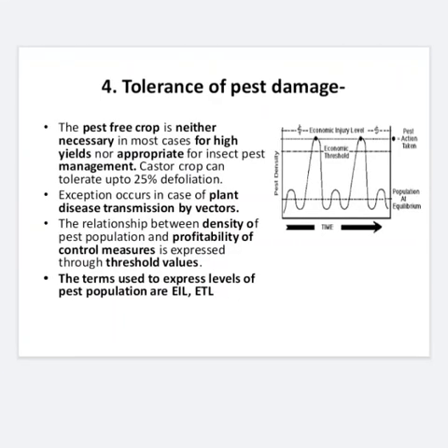The next is tolerance of pest damage. In most cases, a pest-free crop is neither necessary for high yield nor appropriate, because it is a food chain. But some crops like castor can tolerate up to 25% defoliation, except in the case of virus diseases. Then there are pest levels, that is ETL and EIL, from which we can determine the tolerance level of the pest.